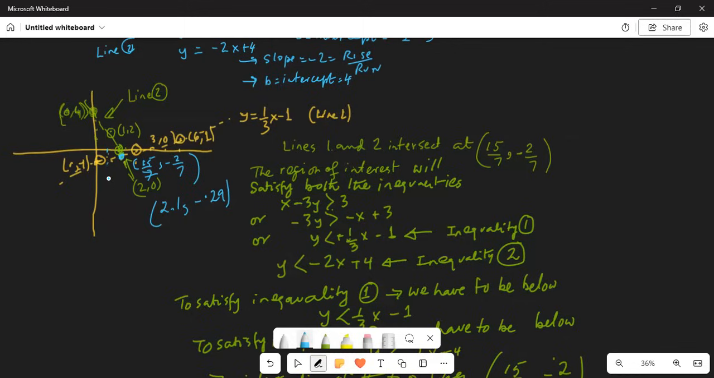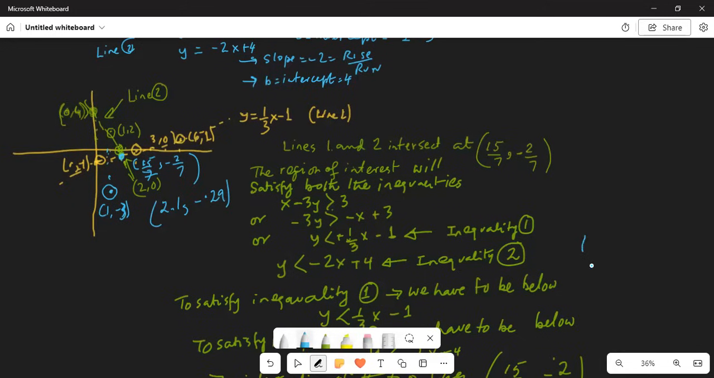So let us select x is 1, and we go down to a point 1, minus 3, like this. Notice it is below the yellow line, and it is below the green line too. It is in the area below the intersection of the two lines. I selected 1, minus 3 because my intersection is 2.1 and minus 0.29, so I want to be in a region below both lines.